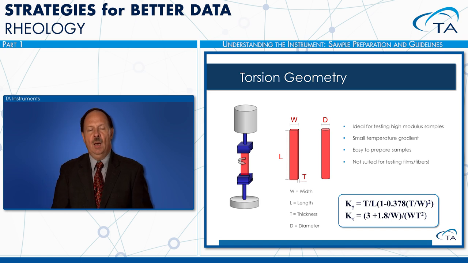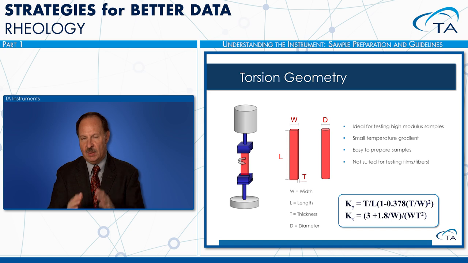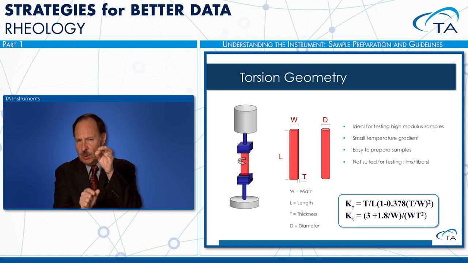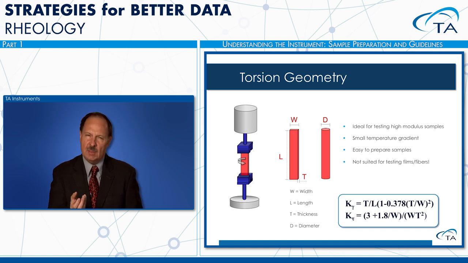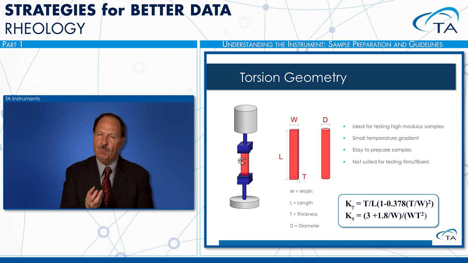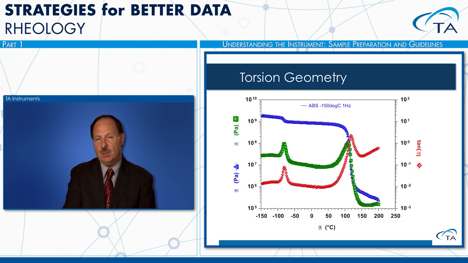We can also accept cylindrical geometries, and some of our customers have been using this type of geometry with asphalt aggregates. They can core out asphalt samples, machine them down to a cylindrical specimen, and then do dynamic testing on the specimen using our torsion cylindrical geometry. So that's another geometry that's available. Again, this is something that's somewhat solid. If you were to try to use a thin film, this might be a little bit more difficult. But there is a very wide range of materials and specimens that could be run in this torsion rectangular geometry.